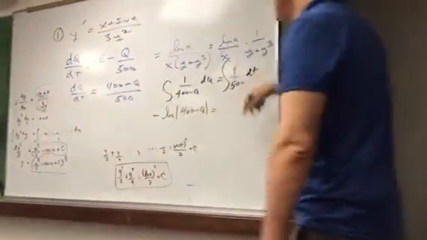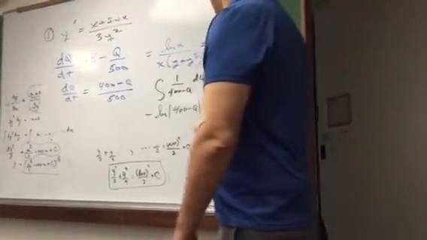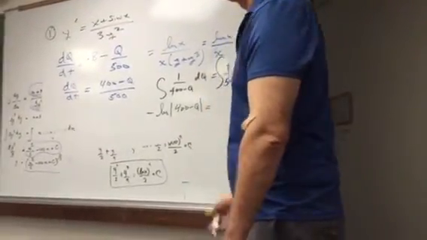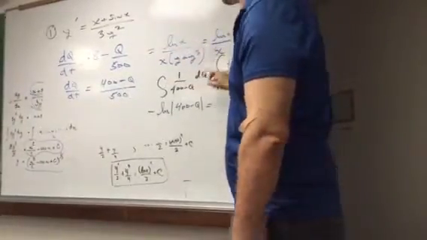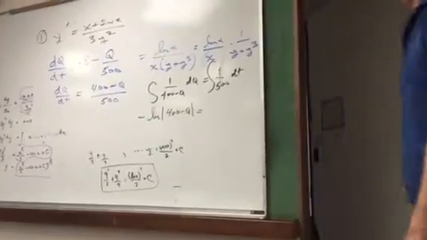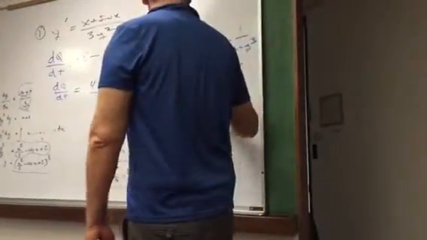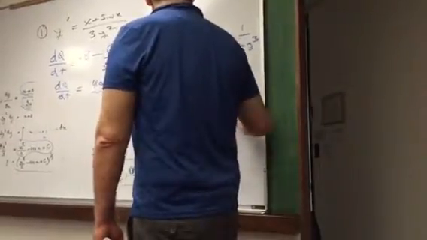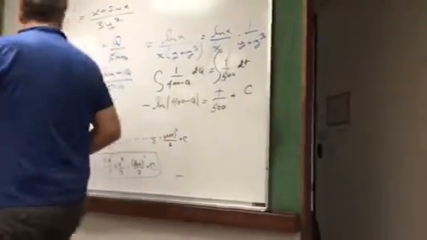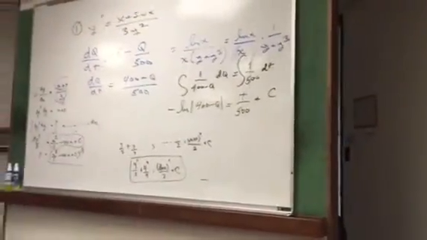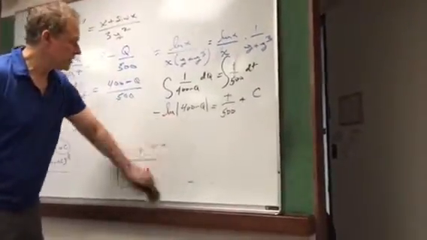What's the antiderivative here? 1 over 500 dt. What's the antiderivative of a constant? It's t, t times the constant. Okay, so t over 500, plus there's our C. Is that t or 1? t. The antiderivative of 1 over 500 is t over 500.